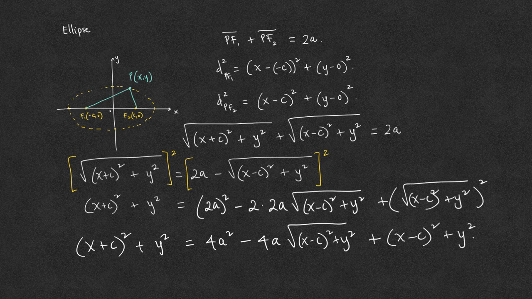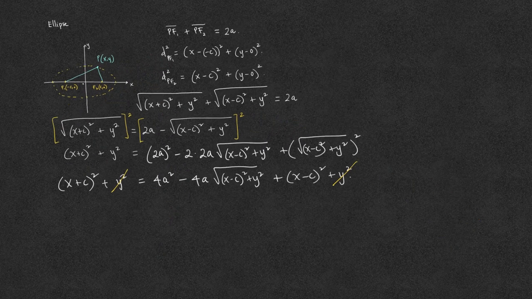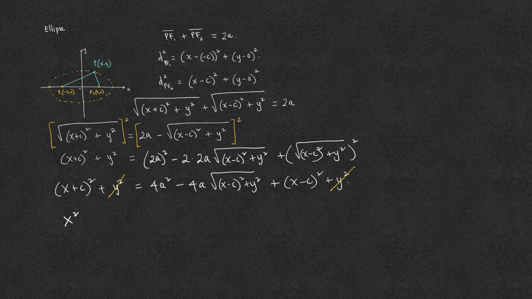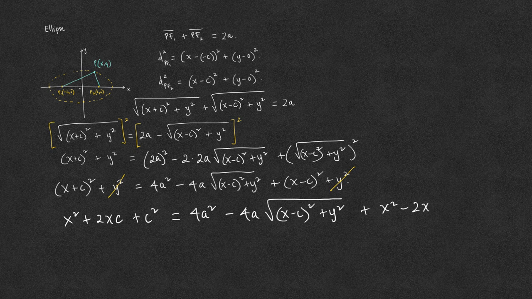And then we combine like terms. Observe that there's a y squared on the left and a y squared on the right, so we cancel this out. We expand x plus c squared and x minus c squared. The left-hand side is x squared plus 2 times x times c plus c squared. And the right-hand side is 4a squared minus 4a times the square root of x minus c squared plus y squared, plus x squared minus 2 times x times c plus c squared. And so c squared cancels out, x squared cancels out as well.